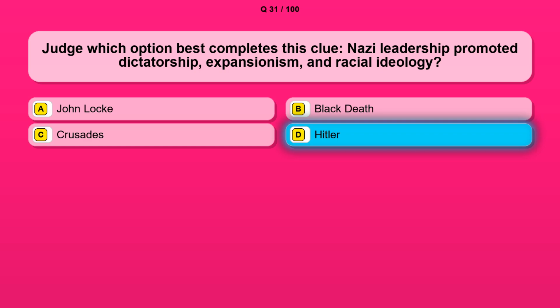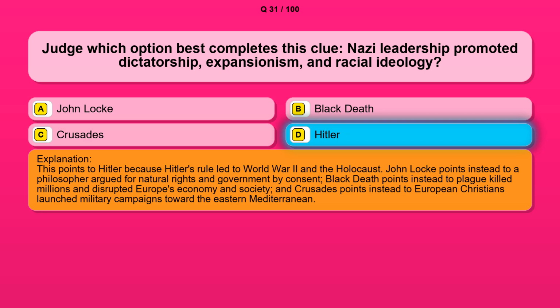The correct answer is option D, Hitler. This points to Hitler because Hitler's rule led to World War II and the Holocaust. John Locke points instead to a philosopher who argued for natural rights and government by consent. Black Death points instead to a plague that killed millions and disrupted Europe's economy and society, and Crusades points instead to European Christians launching military campaigns toward the Eastern Mediterranean.